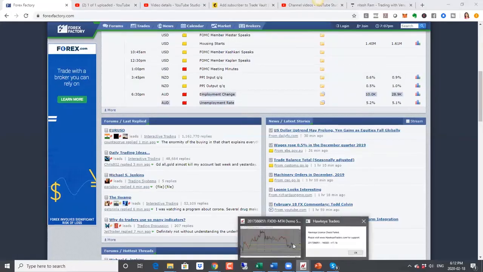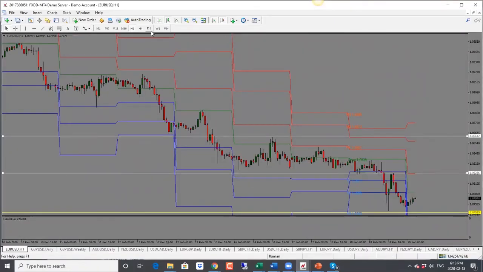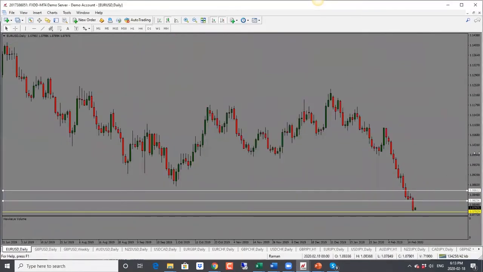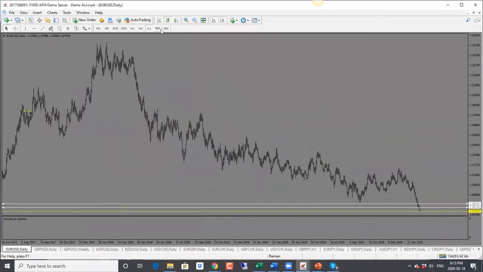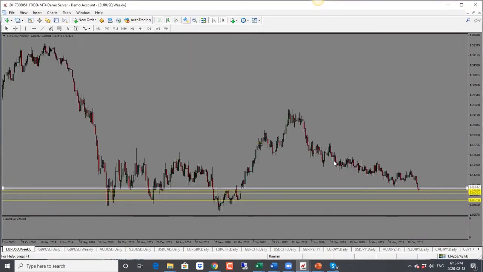So let's go on to our charts here. We'll start off with our euro dollar. We were looking for a drop yesterday, and we got that. Now, bias is still bearish here, but keep in mind that we are again into these levels that have not been seen for quite some time. So keep that in view, because we could see pullbacks and such, but bias is bearish.